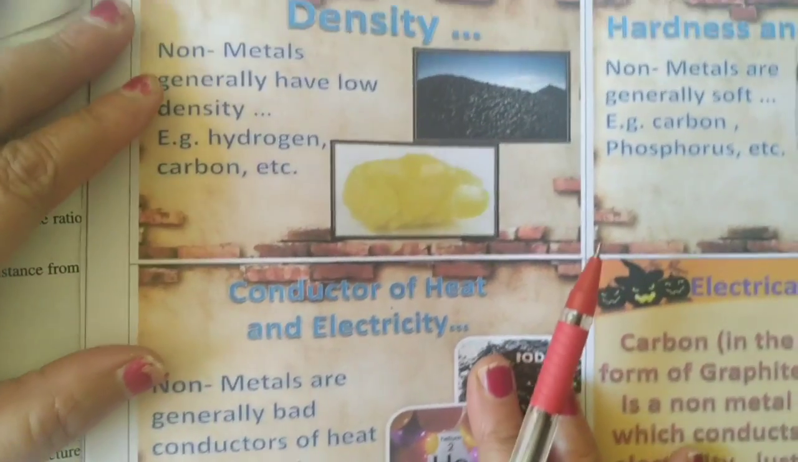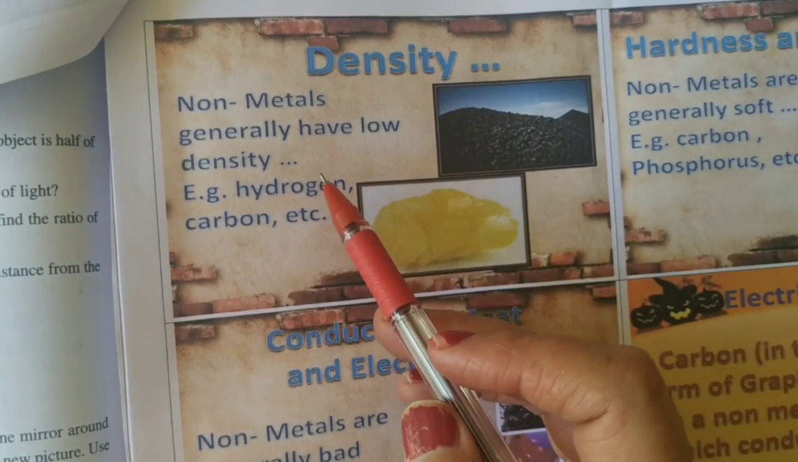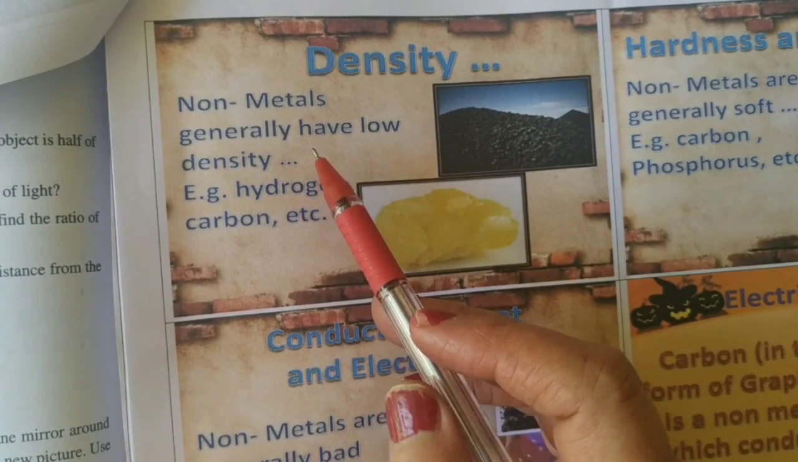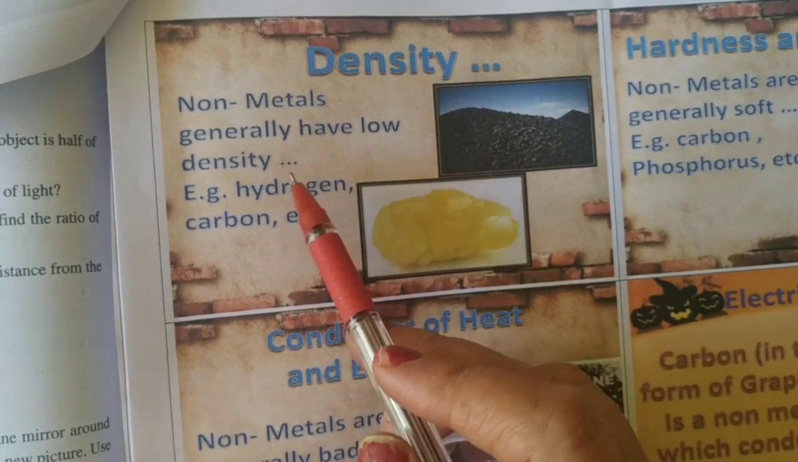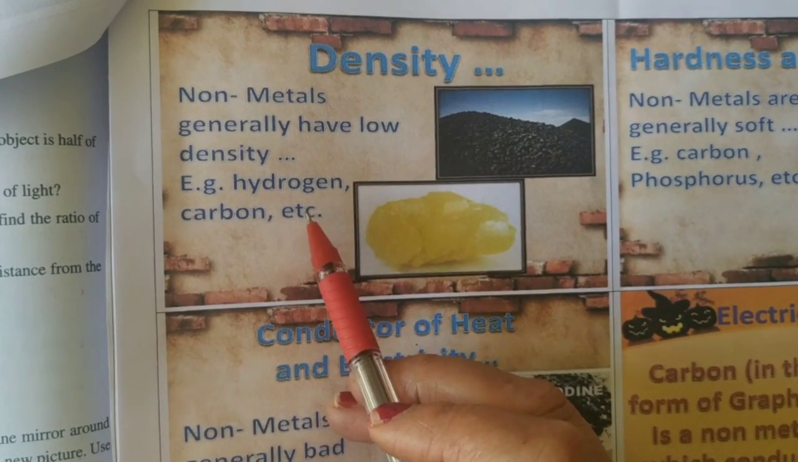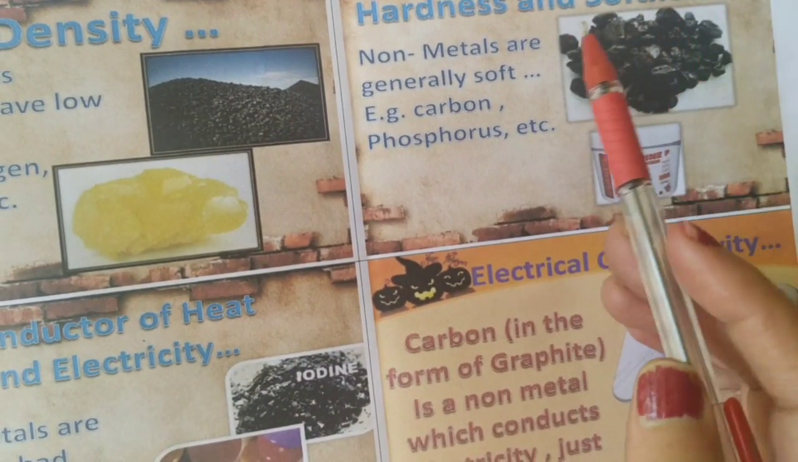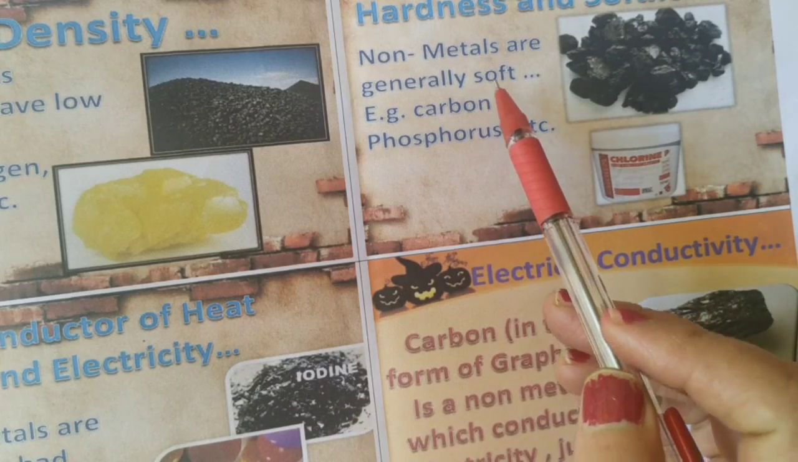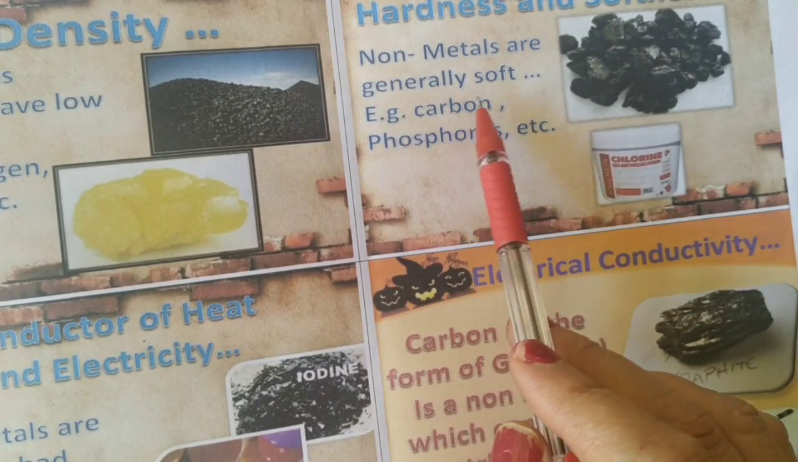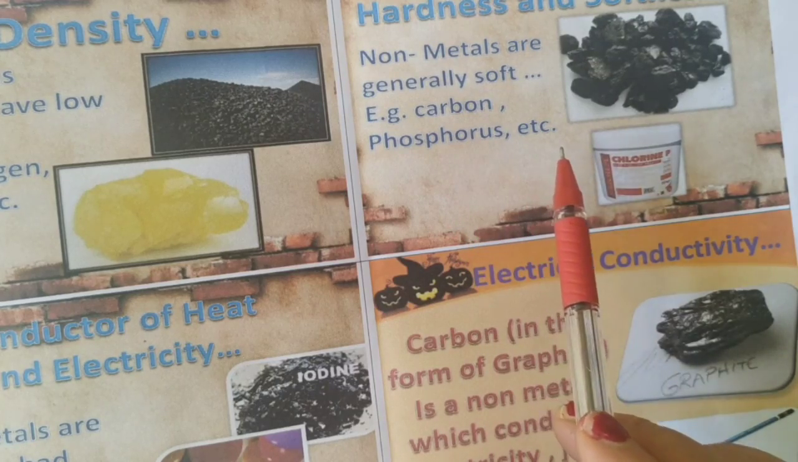Density. Nonmetals generally have low density. Example, hydrogen, carbon, etc. About hardness and softness, nonmetals are generally soft, such as carbon, phosphorus, etc.